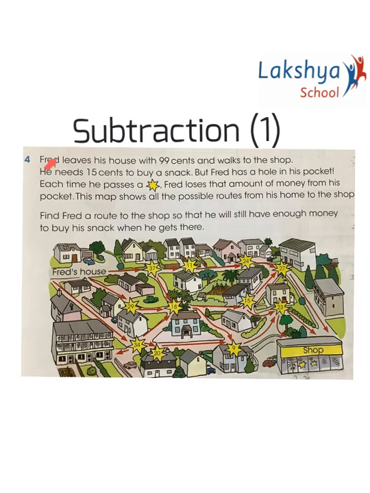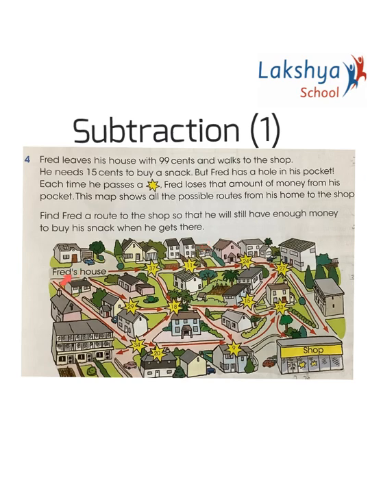Question 4. Fred leaves his house with 99 cents and walks to the shop. He needs 15 cents to buy a snack, but Fred has a hole in his pocket. Each time he passes a star sign over here, he loses that amount of money from his pocket. This map shows all the possible routes from his house to the shop. Find the route to the shop so that he will still have enough money to buy his snack when he gets there. So let me explain again.